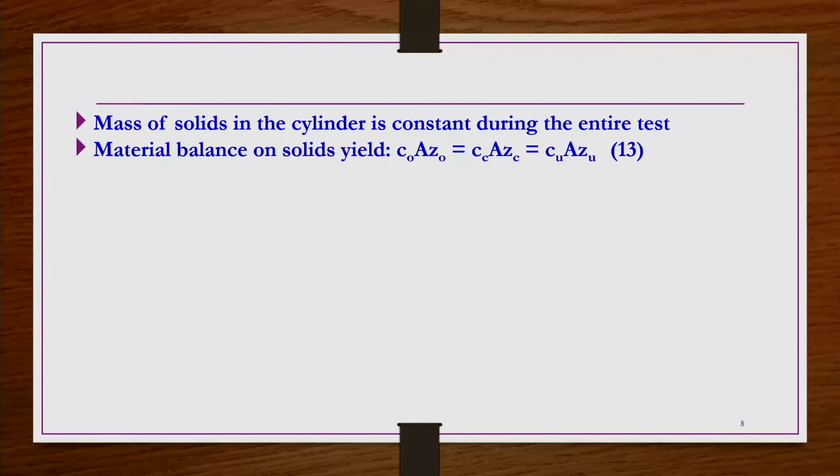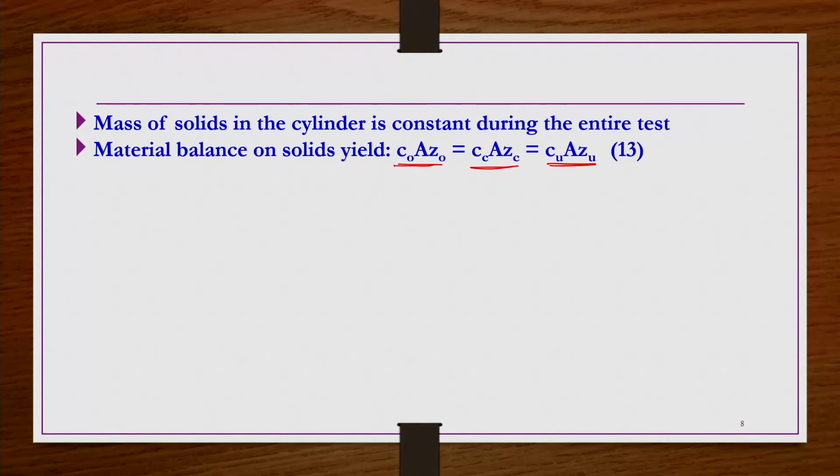So, material balance on solids, if you do it at different times: C0 Z0 at the initial point, before starting the sedimentation; Cc Zc corresponding to the critical point. At that point also the total amount of solids is the same. And then the same at Cu Zu, corresponding to the underflow sludge concentration, right. So, at that point also total solids are the same in the system. So, all these things are the same.